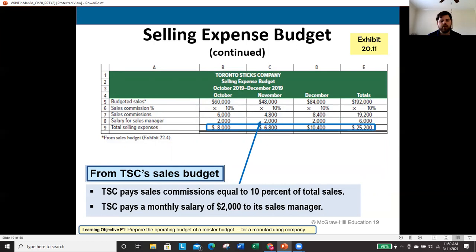At that point, we come down and we see that for the month of October, I expect selling expenses of $8,000, for November $6,800, and for December $10,400, giving me a total for this quarter of $25,200.